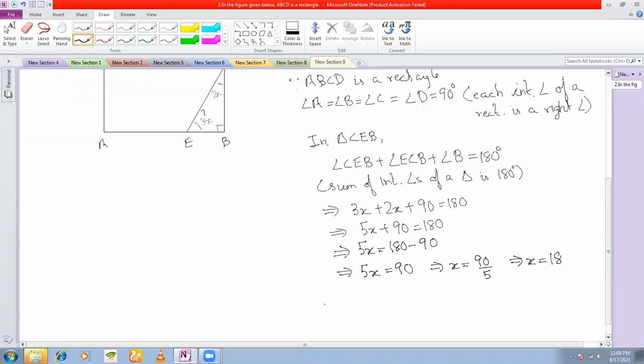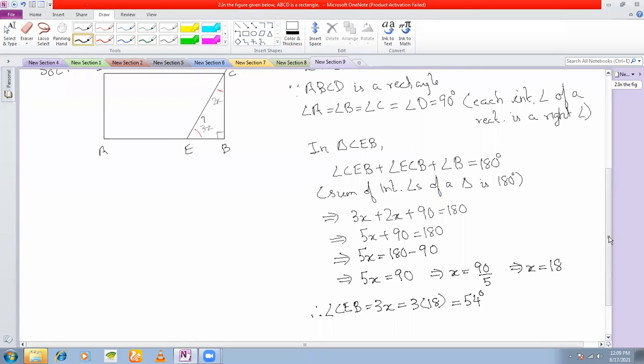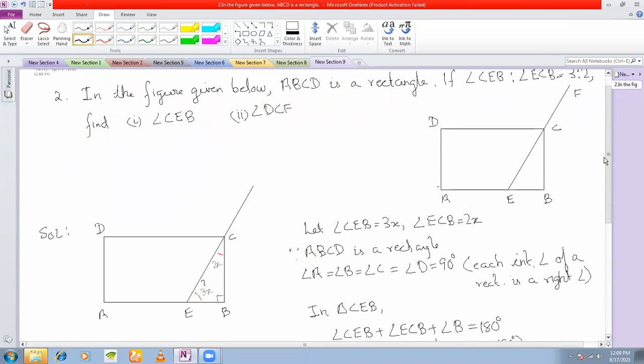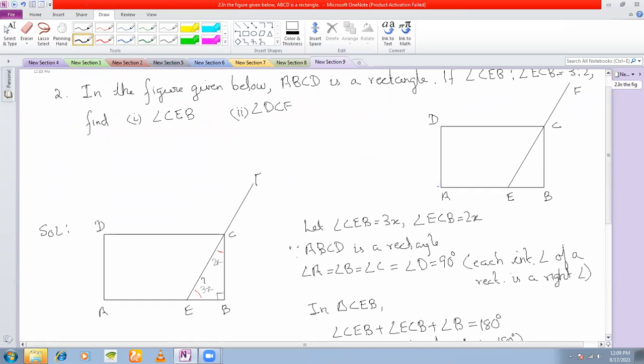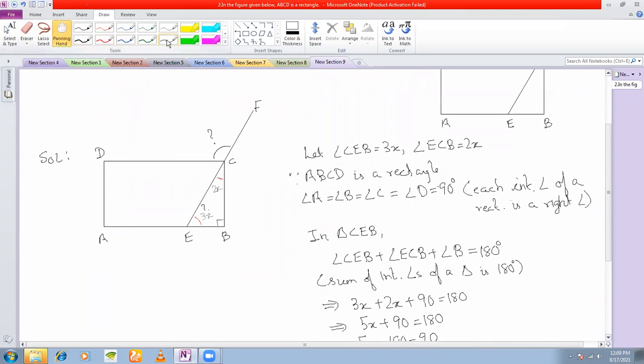If we're getting x is equal to 18, what is angle CEB? Angle CEB was 3x, right? And the value of x is 18. And 18 times 3 is how much? 54 degree. Right? So you have found out CEB. What is the next angle that we need to find out? Angle DCF. So this is your point F. Angle DCF is this angle that we need to find out. So how will I find out this angle? See that this angle 3x that we have found, how much have we found? Let's write the angle. We have found this to be 54 degree. So erase this and write 54 degree.